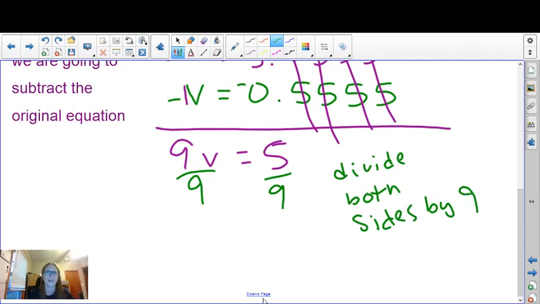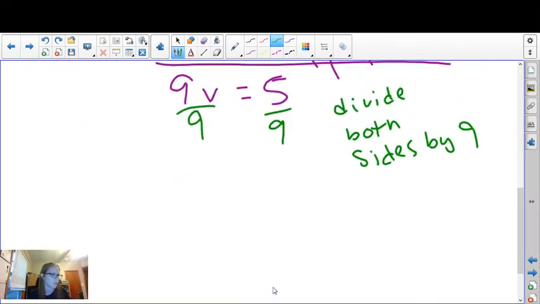I don't recommend lowercase a's either. Lots of people get those confused with 9s. 9 divided by 9 is not 1, so I'm left with 1 or 1v. Gives me 5 over 9.